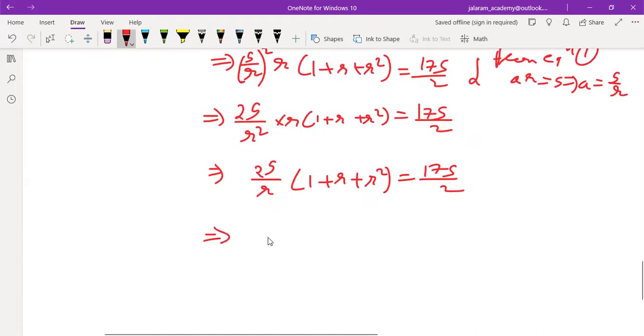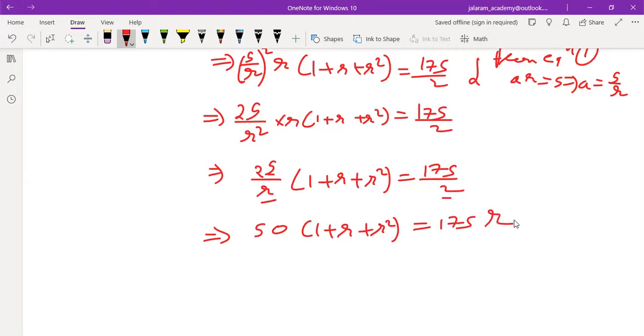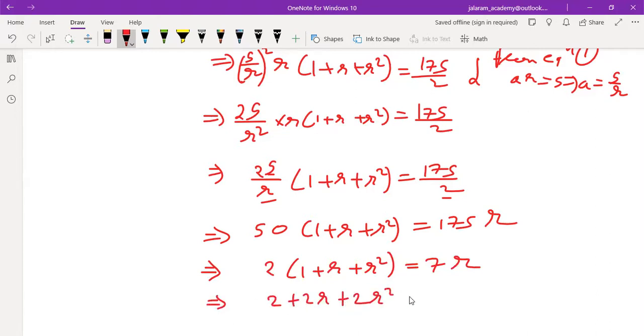Then we cross multiply them. So we get 25 into 2, 50 into 1 plus R square equals 175 into R, since this R will be multiplied with 175. Both the sides are divisible by 25, so 50 divided by 25 gives 2. 1 plus R square equals 175 R. It implies 2 plus 2R square equals 7R. We transfer them to the same side. So 2R square minus 7R is minus 5R plus 2 equals 0.